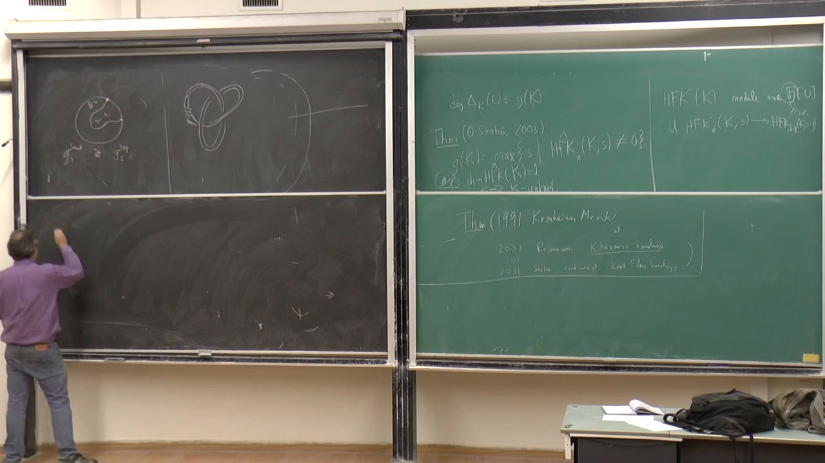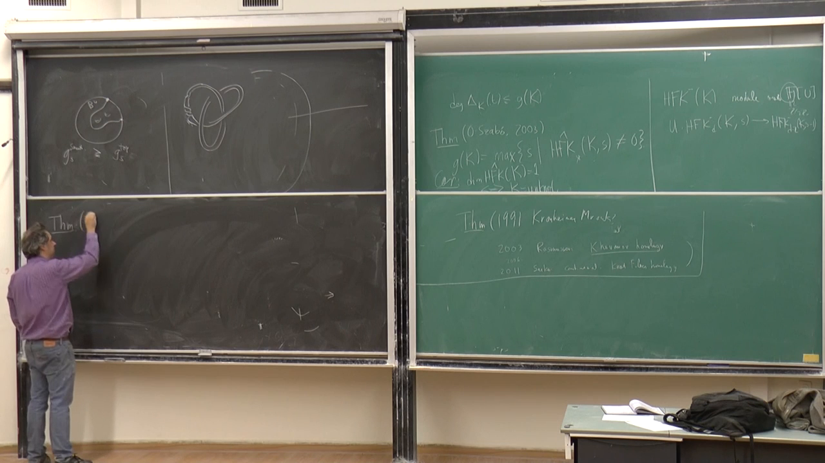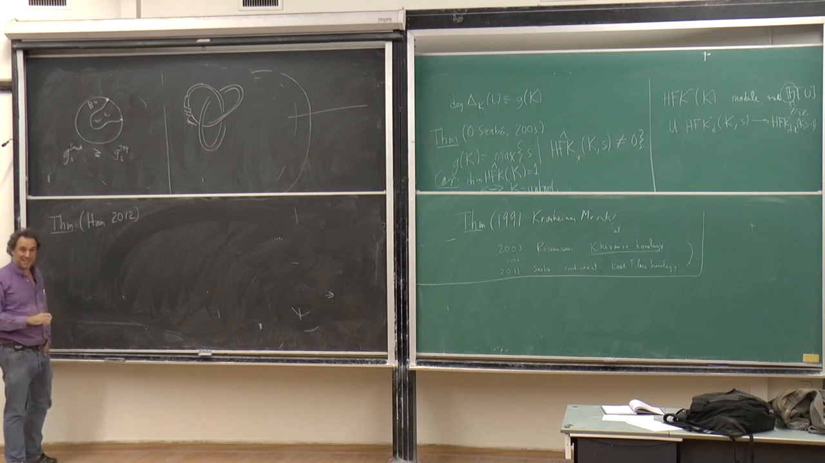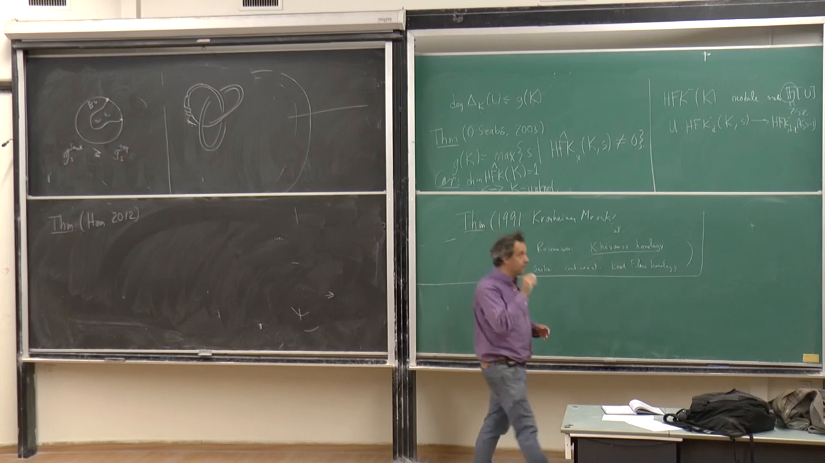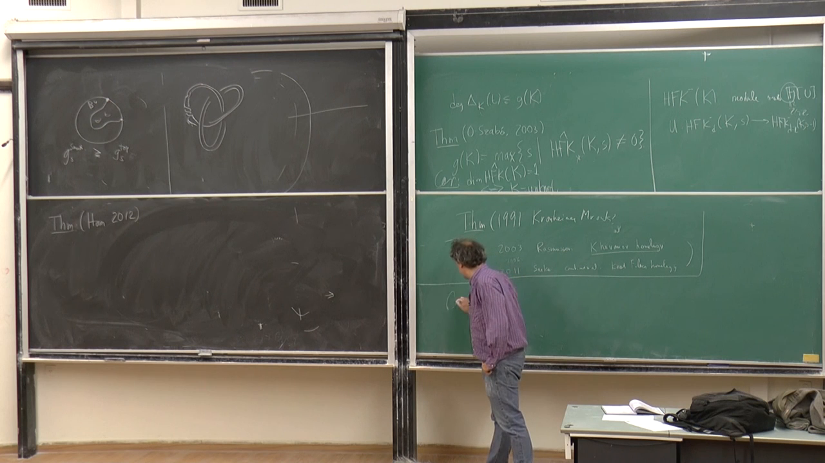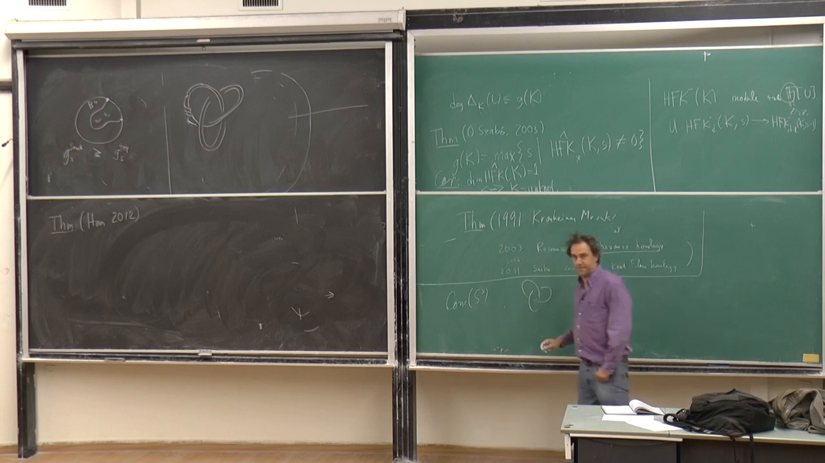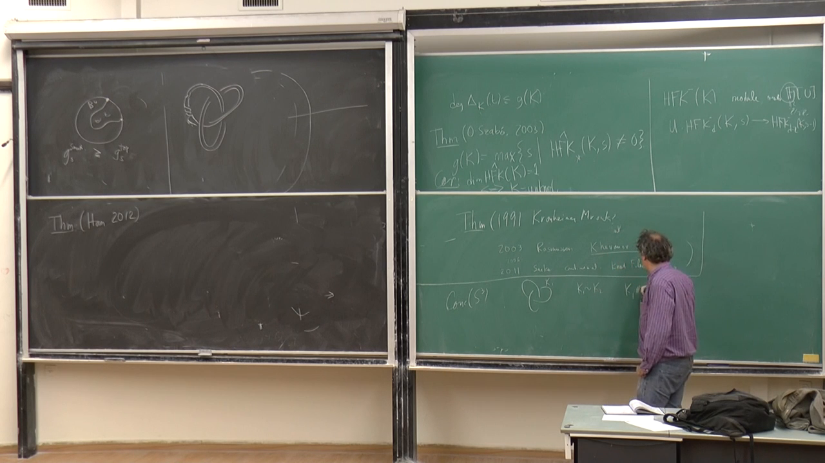There's a beautiful theorem of Jennifer Hom from 2012, which says there are many knots like that. Let me phrase it as follows. There's a nice way of organizing knots: one can look at what's called the concordance group of knots. We're going to say that K1 is equivalent to K2 if the connected sum of K1 with the mirror of K2 is slice.